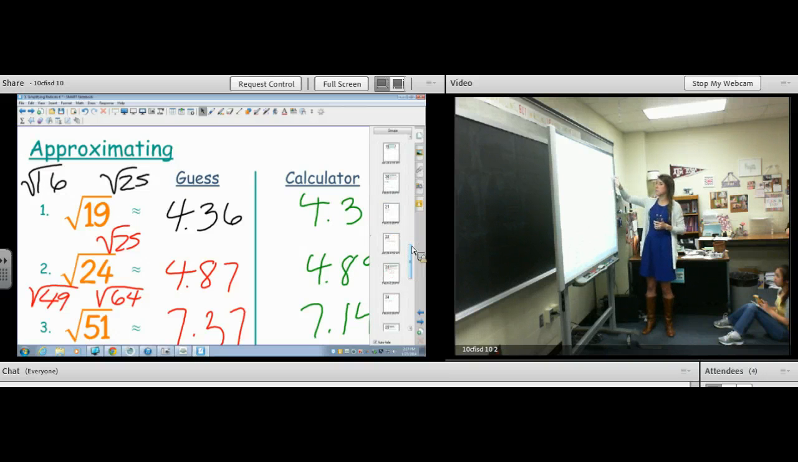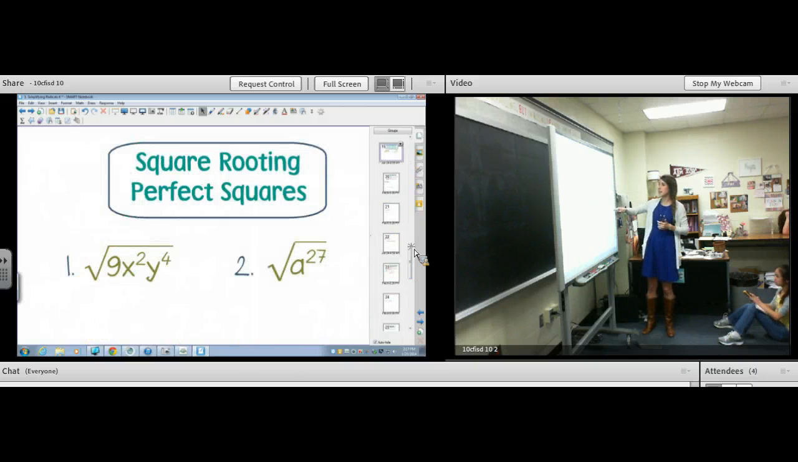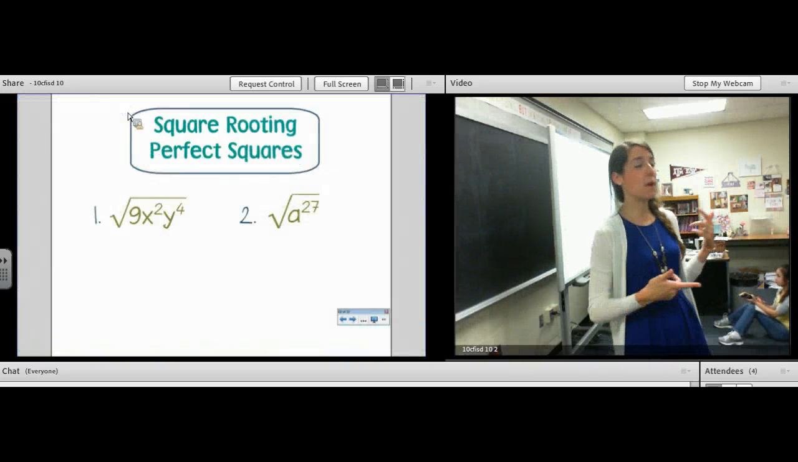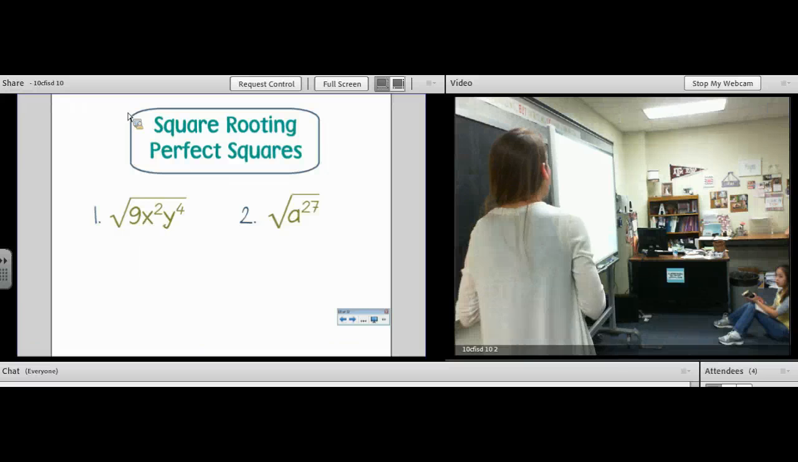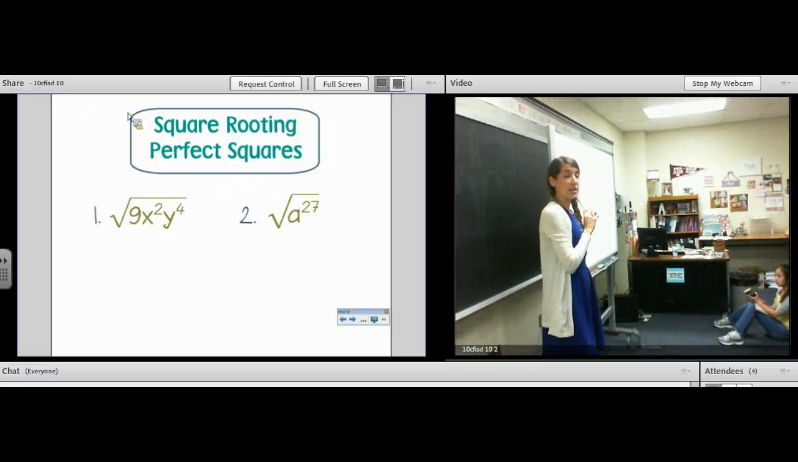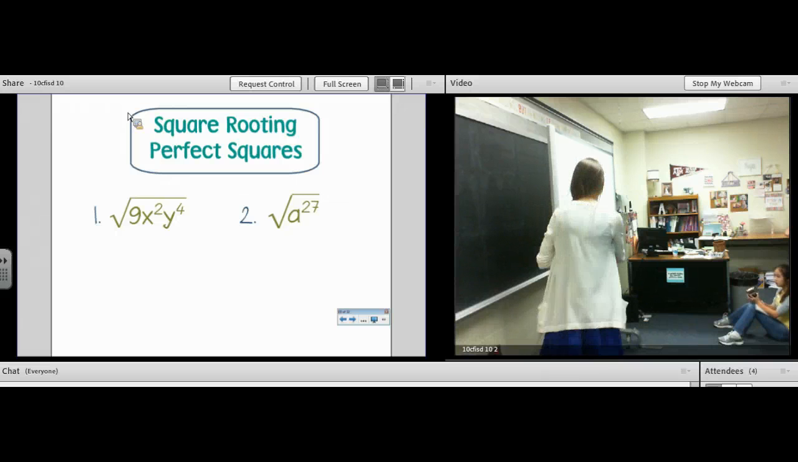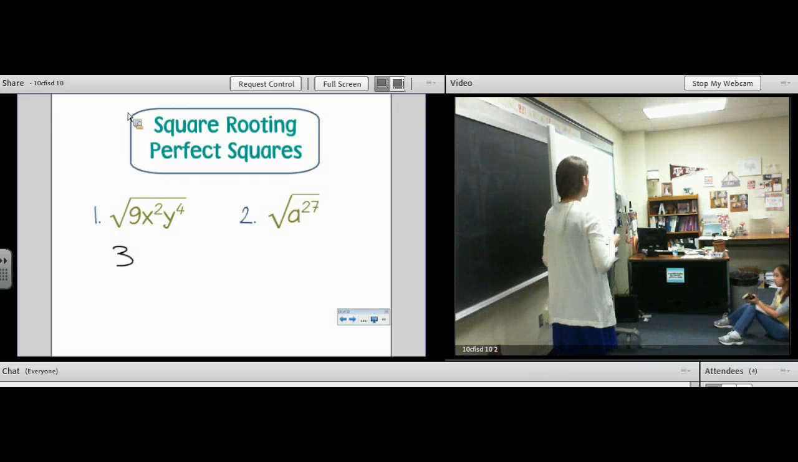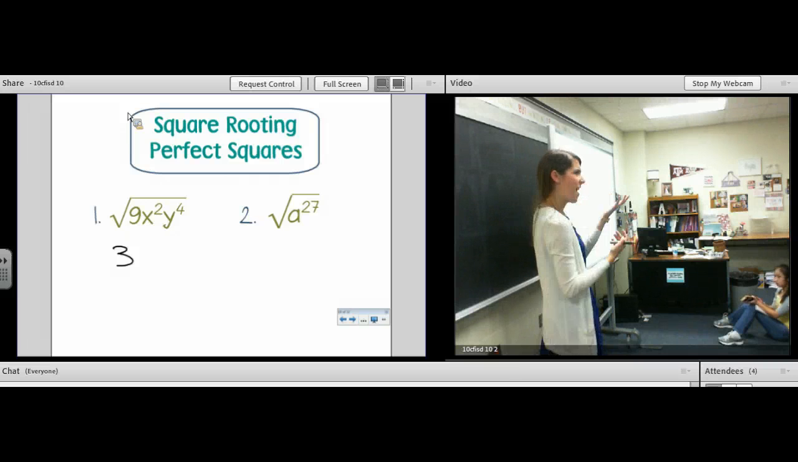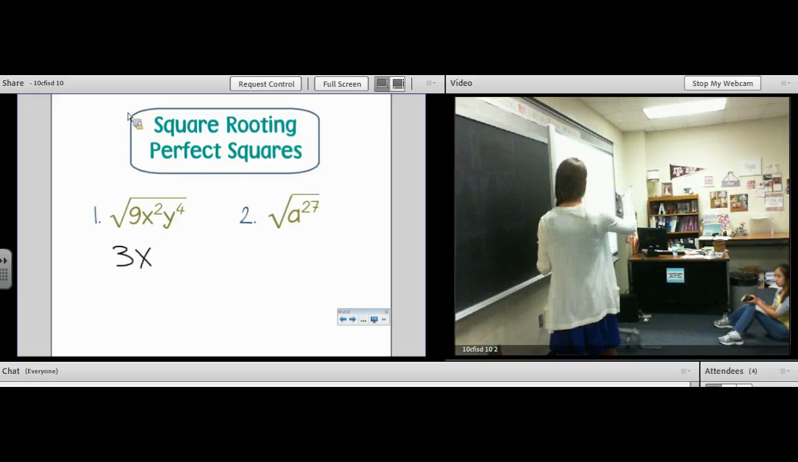The next thing we're going to do is talk about perfect squares. Isn't it nice when they're perfect? The squares. Number 1 is a perfect square. Number 2 is not. But let's talk about square rooting perfect squares. What is the square root of 9? We can do these each separately. Square root of 9 is 3. What's the square root of x squared? X. Yeah, good job. We'll talk about it on the next slide.